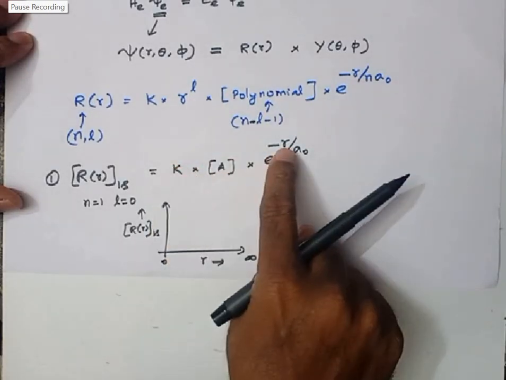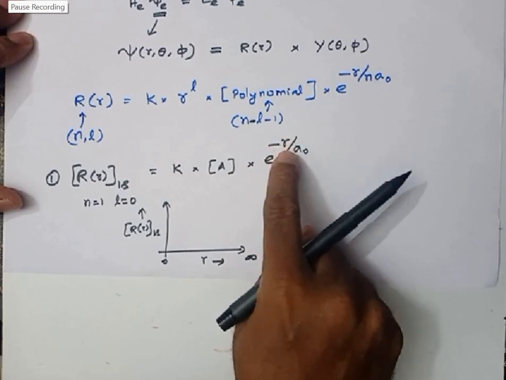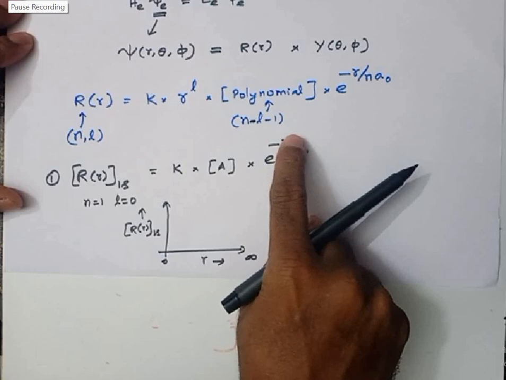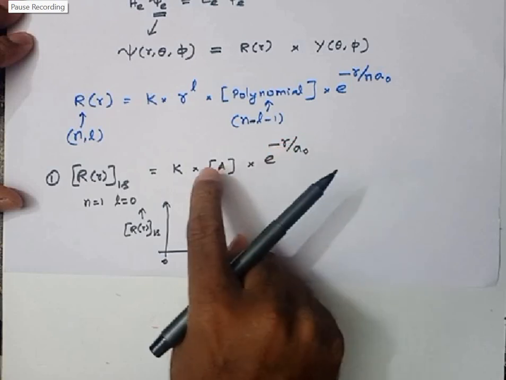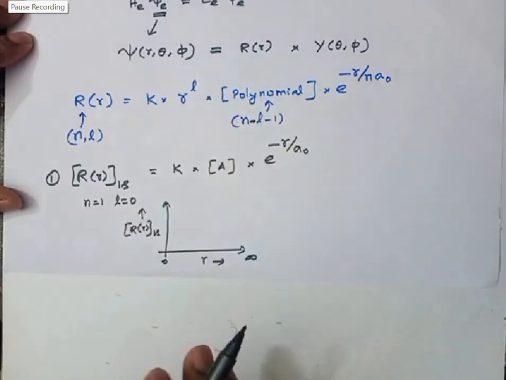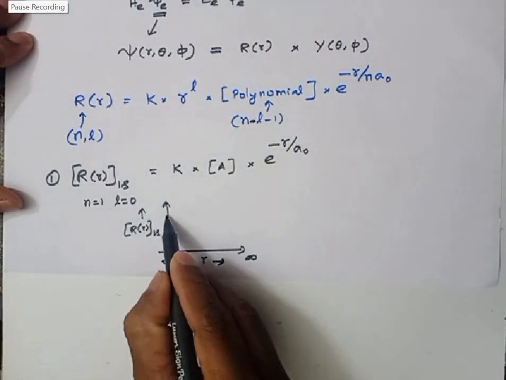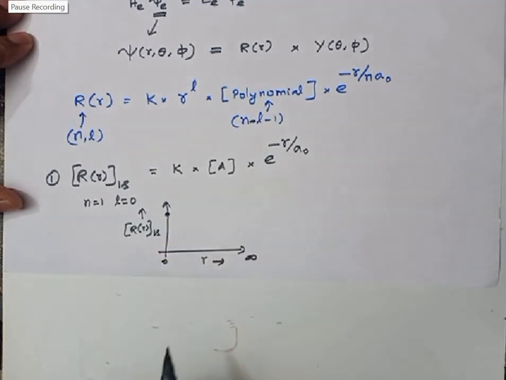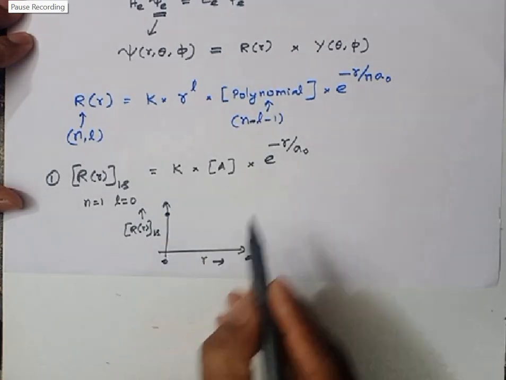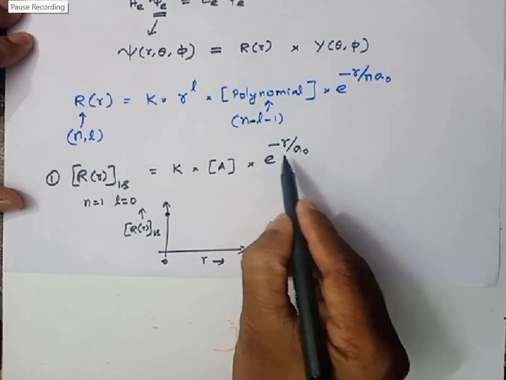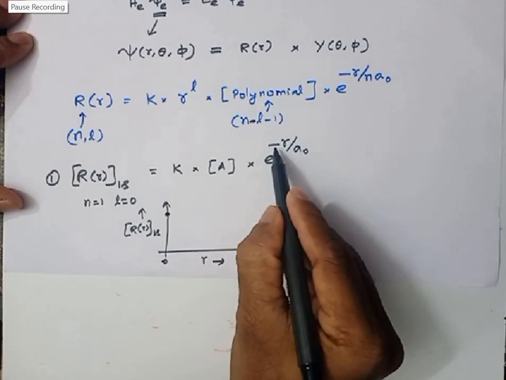Now, because we have only r in this exponential term, if I put r equal to 0 here, I'll get e power 0, and e power 0 is 1. 1 into some constant, you'll get some constant. So at r equal to 0, the wave function has some constant value. As r increases, the function will decrease exponentially. Minus is there, therefore the function will decrease.